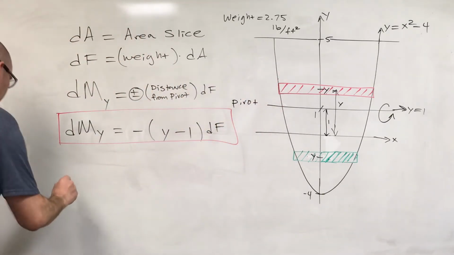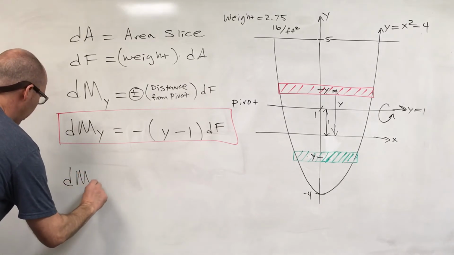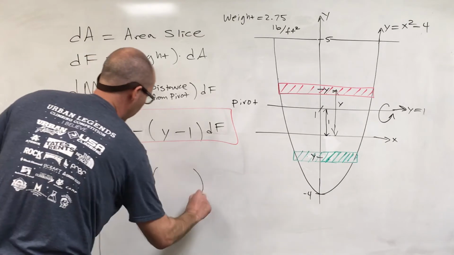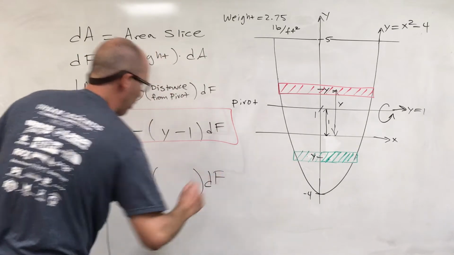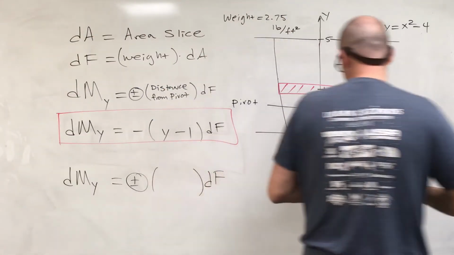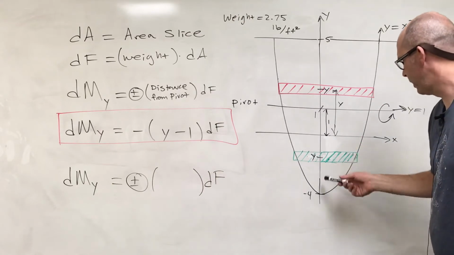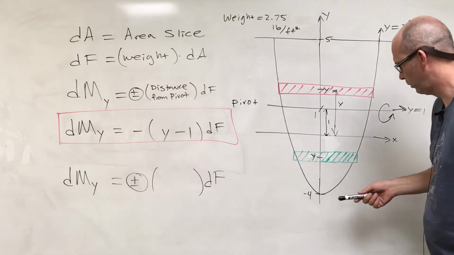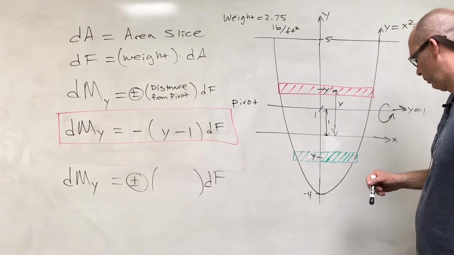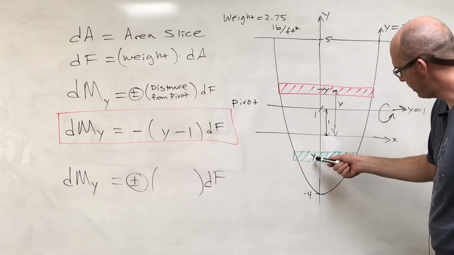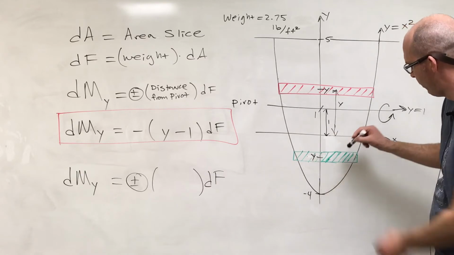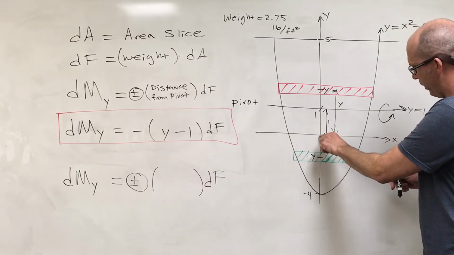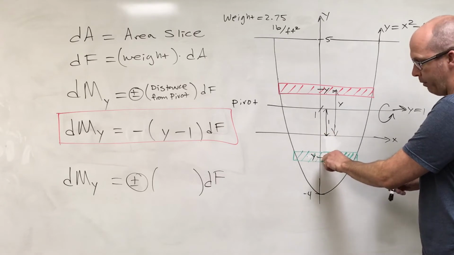Now let me compute this thing with my little green slice there. First, the distance from the pivot. Now y is a negative number because it's below the origin there. There's 0, so y is a negative number.